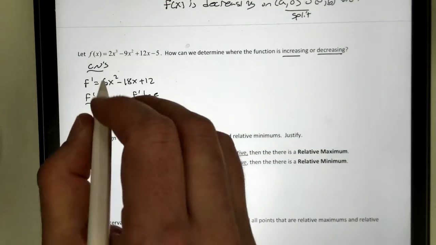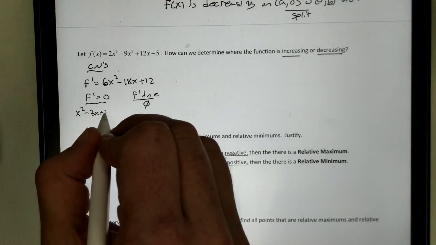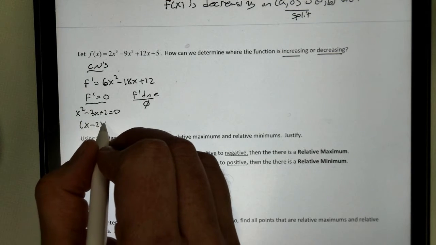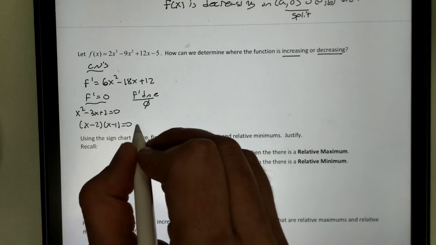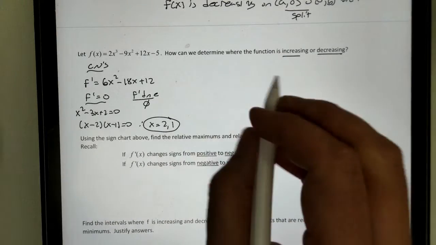I'm going to divide everything by 6. And that's going to give me x squared minus 3x plus 2 equals 0. And if I factor it, I get (x minus 2)(x minus 1) equals 0. So therefore, my critical numbers are 2 and 1.